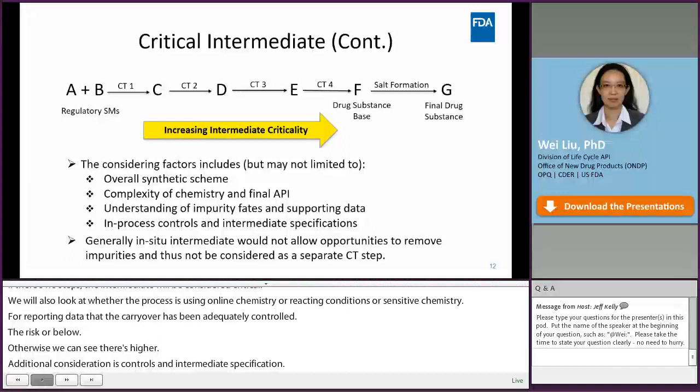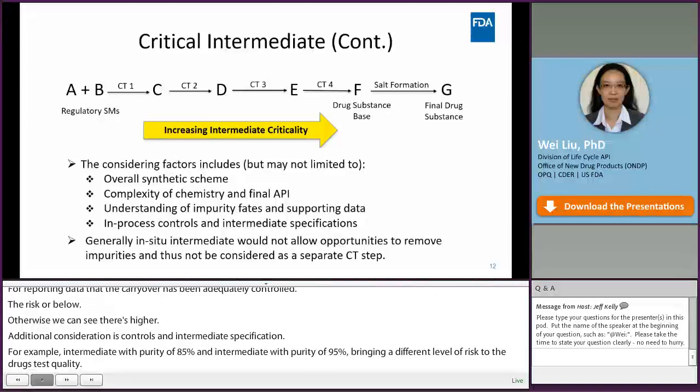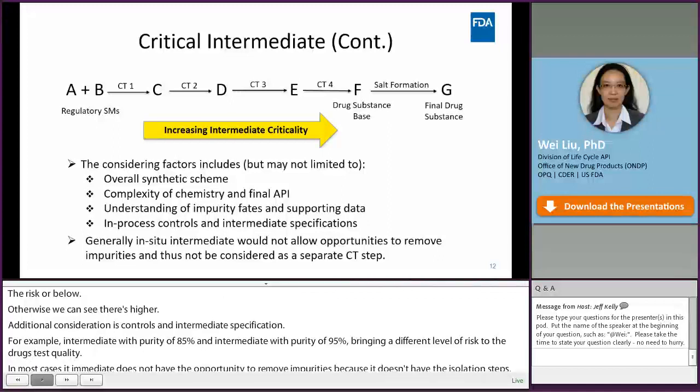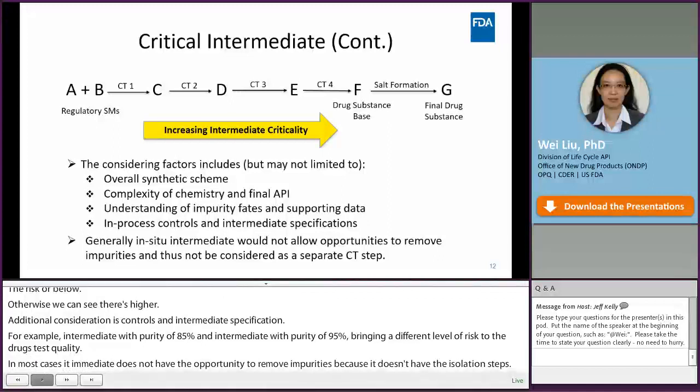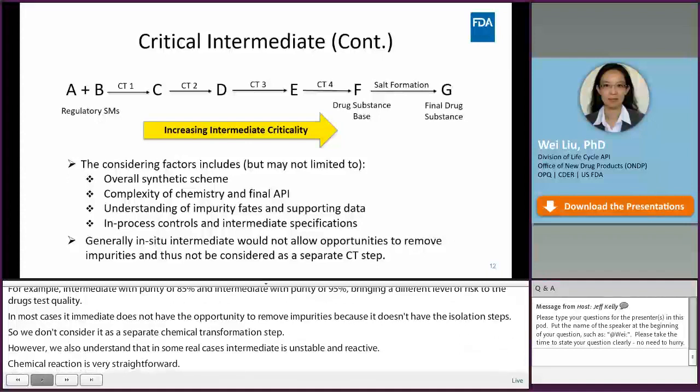In most cases, an in-situ intermediate doesn't have opportunity to remove impurities because it doesn't have the isolation steps. So we don't consider it as a separate chemical transformation step. However, we also understand that in some real cases, an intermediate is unstable and very active. The chemical reaction is very straightforward. In this case, it's okay not to isolate the intermediate, but please include your justification in the submission.